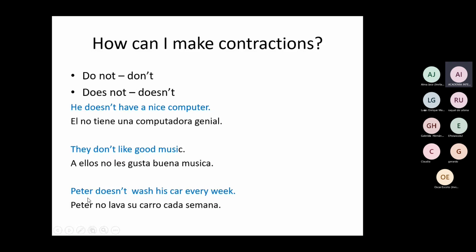And number 3, another person. Peter doesn't wash his car every week. Okay. Peter doesn't wash his car every week. Yeah, that's correct. Y si se fijan, ya no agregamos washes, ¿verdad? Solo porque estoy hablando del no, porque aquí está el verbo auxiliar. Peter doesn't wash his car every week. That's correct.